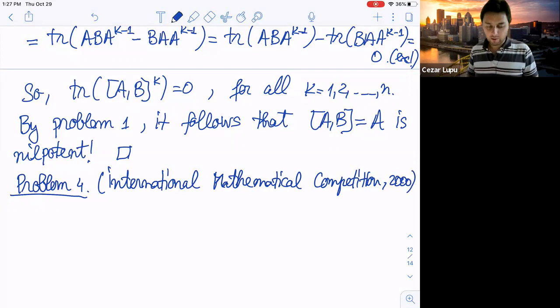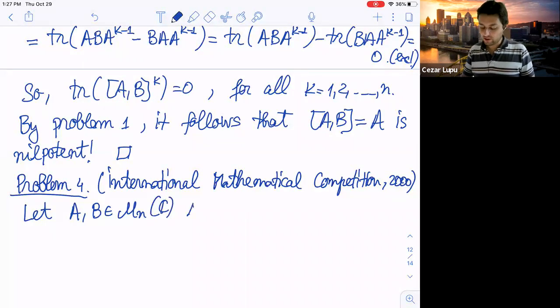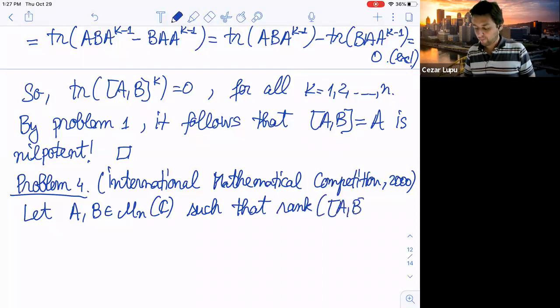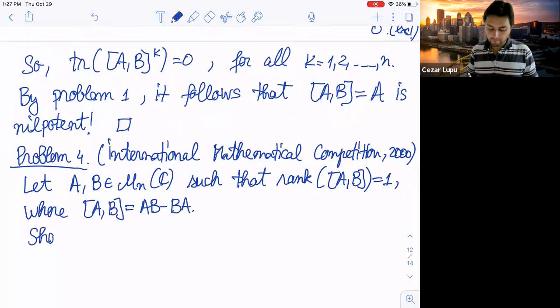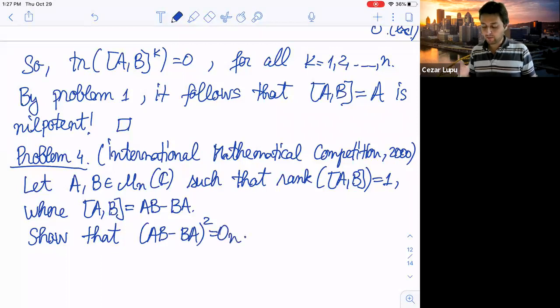And the problem says the following: let A and B be two matrices with complex entries such that the rank of the bracket is 1, where the bracket here is again the additive commutator. So this is AB minus BA, right? Show that (AB minus BA) squared is the null matrix.